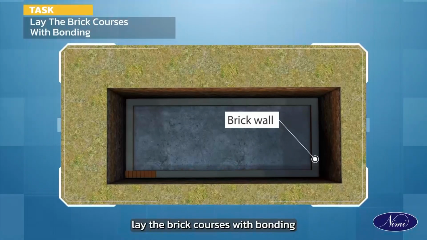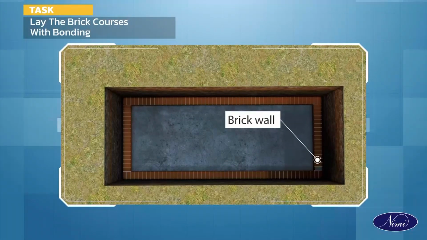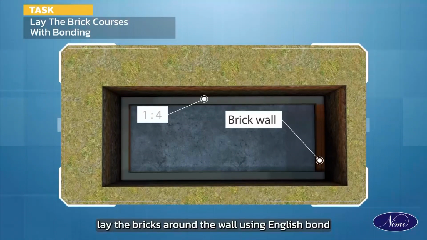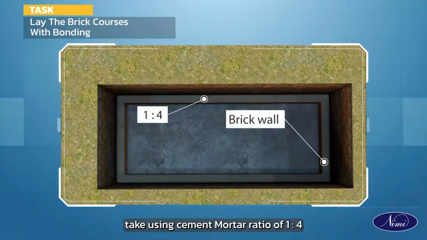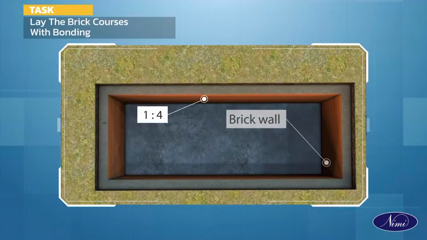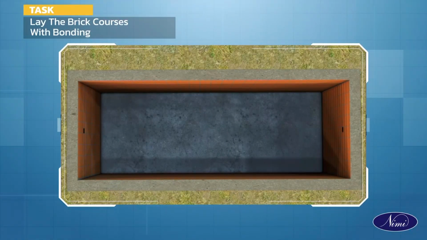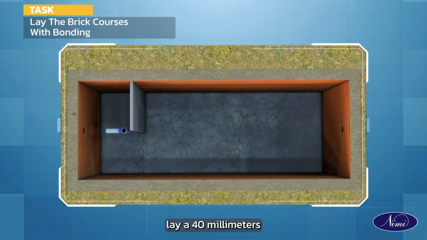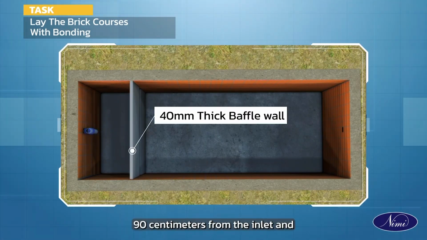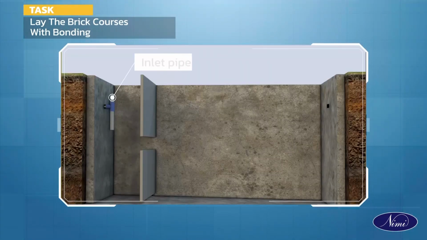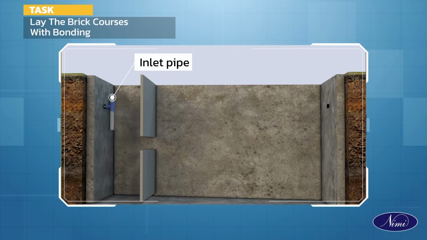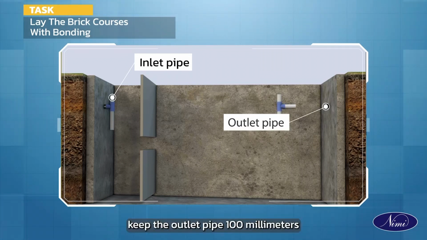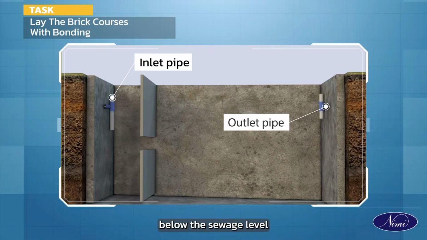Lay the brick courses with bonding. Lay the bricks around the wall using English bond, 1 brick thick using cement mortar ratio of 1:4. Lay a 40 mm thick RCC baffle wall 90 cm from the inlet end. Keep the inlet stoneware pipe 100 mm above the water level. Keep the outlet pipe 100 mm below the sewage level.